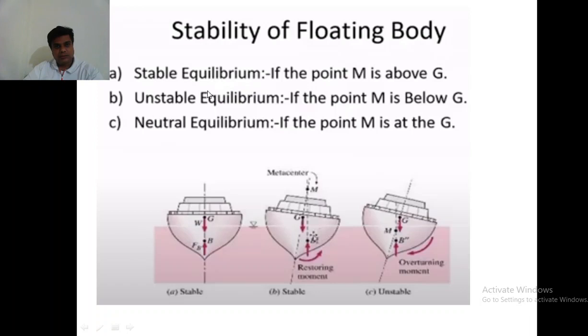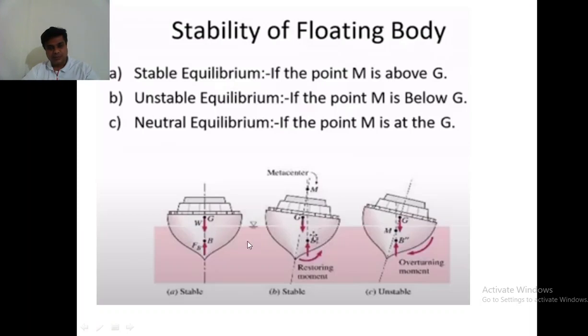So here we have three conditions again: stable, neutral and unstable. So this is the stable condition now, where the center of gravity and center of buoyancy are in a straight line, so it will be a stable condition. Now I will give some small twist. I'll give an angular moment to the ship in the clockwise direction.